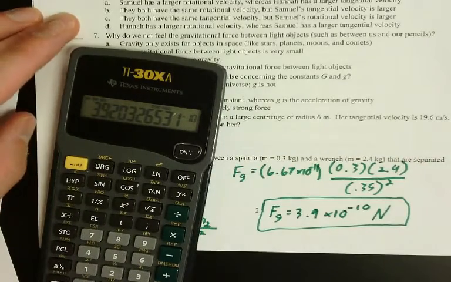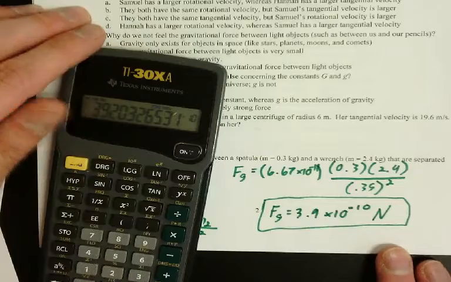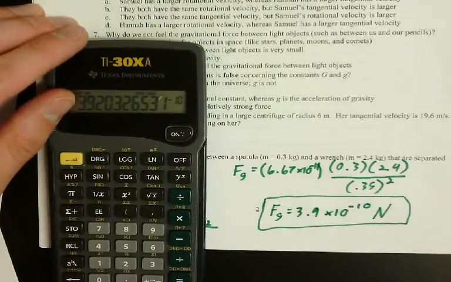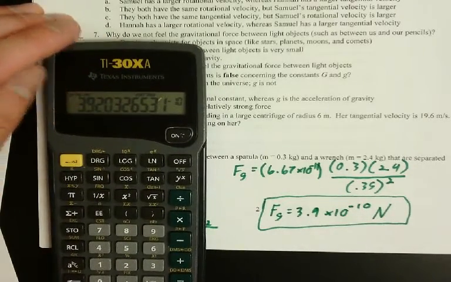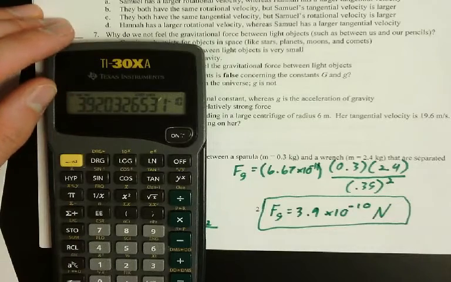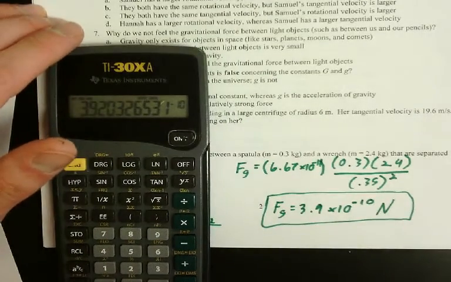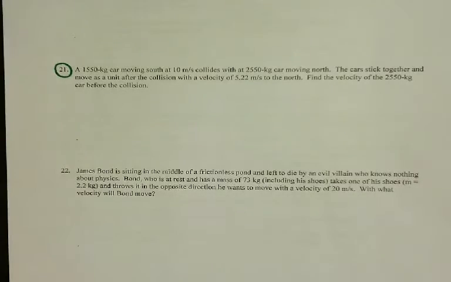And if you're saying to yourself, well, that seems like a really small number, the answer is yes, it is really small, because gravity is not very large between objects that are not super heavy. So it makes sense that the number is very small here. All right, excellent. All right, 21.